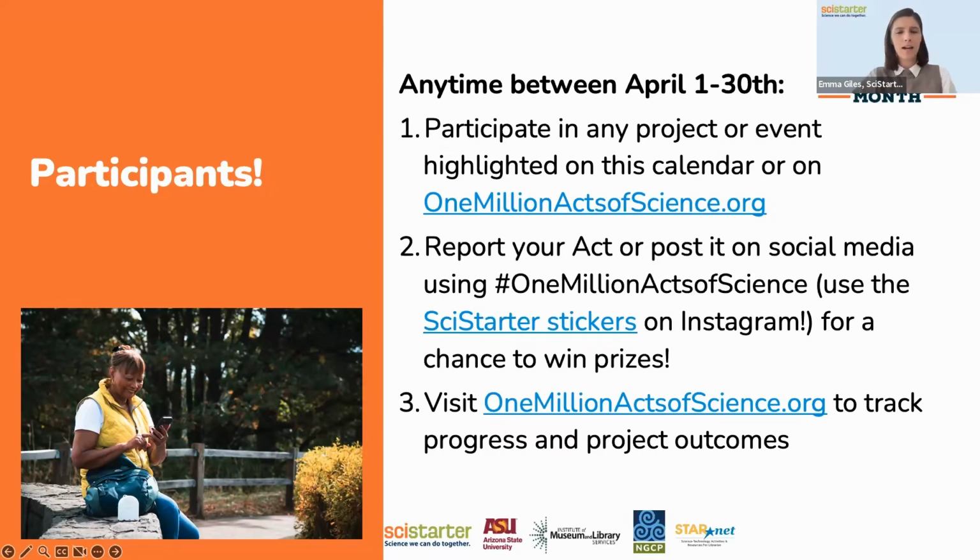And then lastly, looking at 1millionactsofscience.org or citizensciencemonth.org, same website, you'll be able to track your progress through your account, and you can track the progress of the actual 1 million acts, which will be fun. So 1 and 2 are the requirements, and then 3 is keeping score throughout the rest of the month to see how it's going. And you can participate throughout the entire month, by the way. You don't need to stop suddenly halfway through, right?